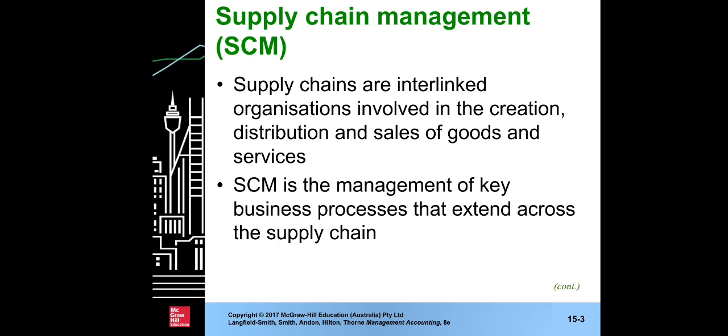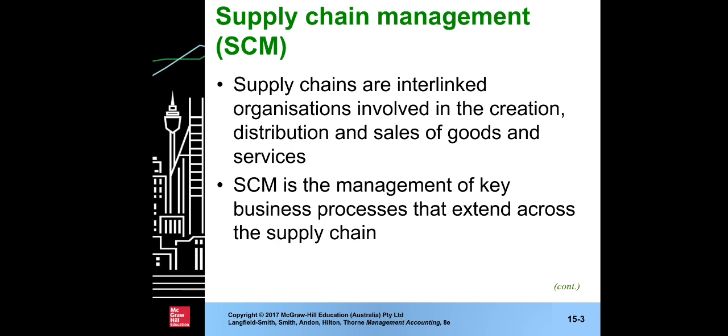Okay, supply chains are organizations involved in the creation, distribution, and sales of goods and services. So if you have a business, you are an organization, and you are involved in the activities of selling goods and services. So supply chains are several organizations or interlinked organizations. So a supply chain includes the business, the supplier, and the customer. These are the organizations or parties that are involved in a supply chain.